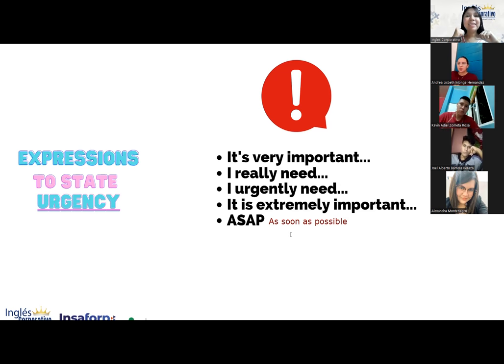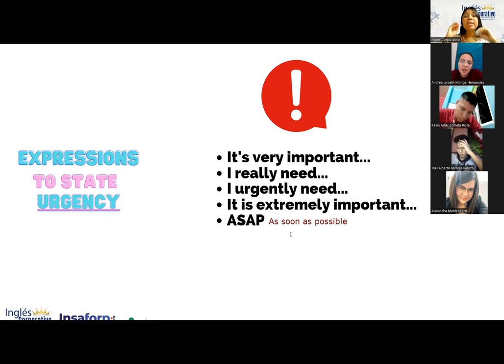Urgencia. I really need. Realmente necesito los reportes. I really need the reports. I urgently need. Urgentemente necesito. I urgently need the what? The warehouse key, la llave de la bodega. Okay. Now, it is extremely important. Es extremadamente importante.